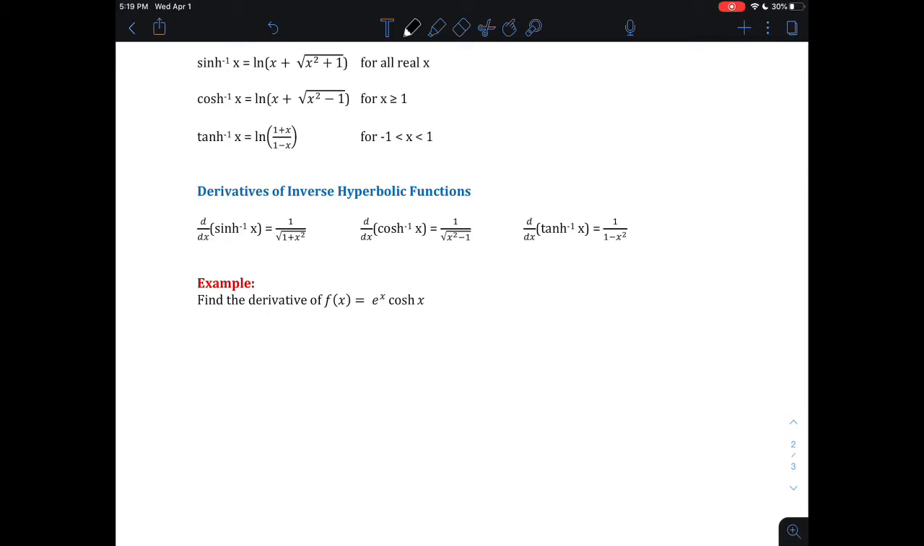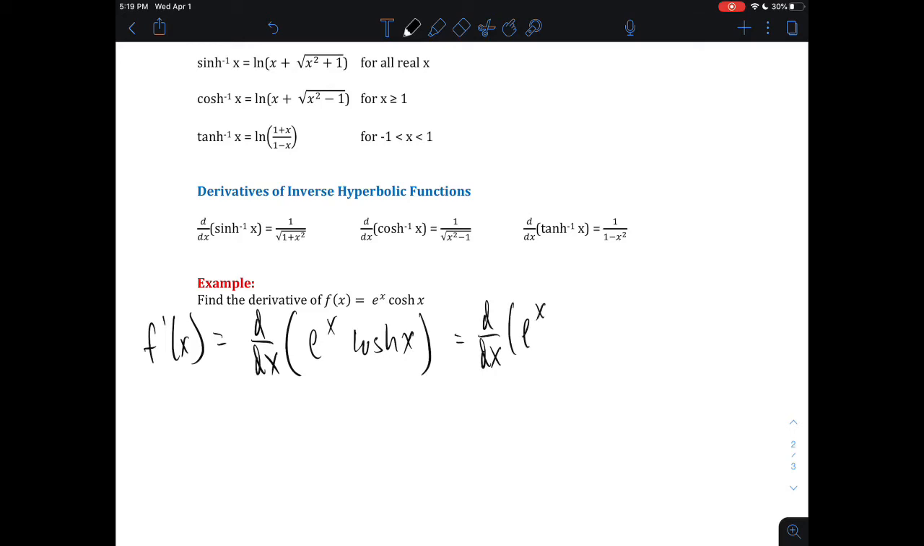So find the derivative of f of x equal to e to the x hyperbolic cosine x. So f prime of x would be the derivative with respect to x of the product of those two. So we have to use the product rule, which means the derivative with respect to x of e to the x times hyperbolic cosine of x plus the derivative with respect to x of hyperbolic cosine x and then times e to the x.